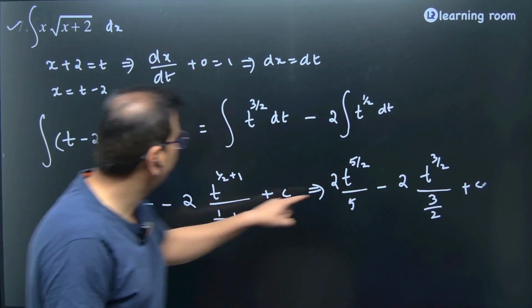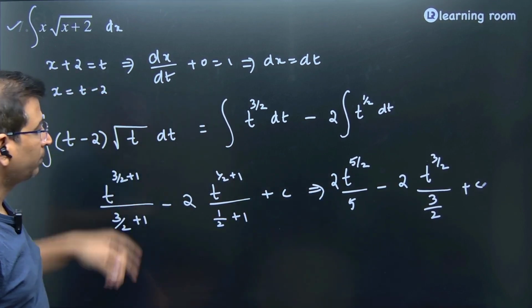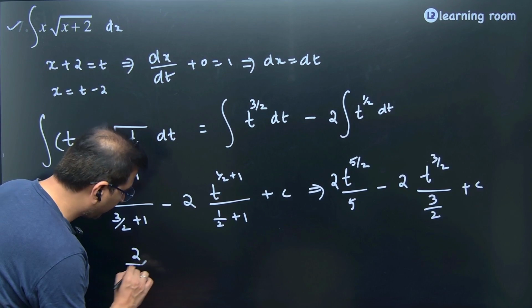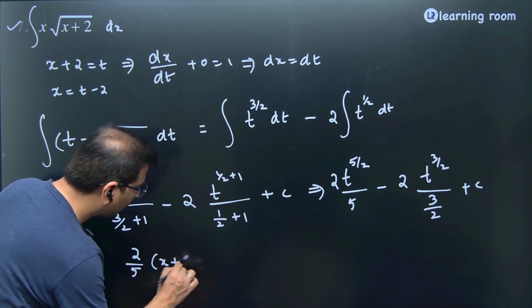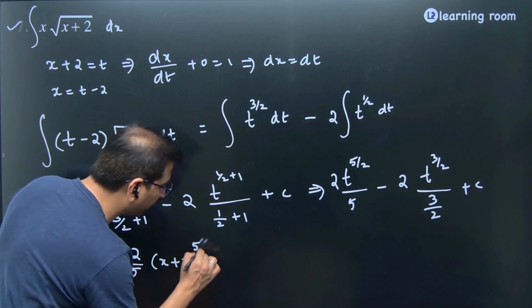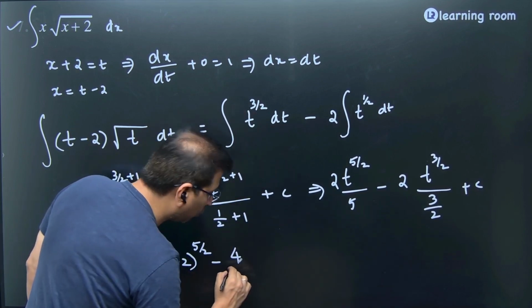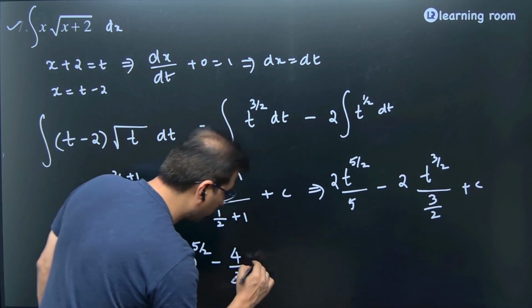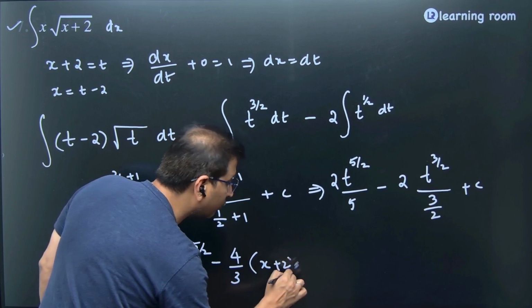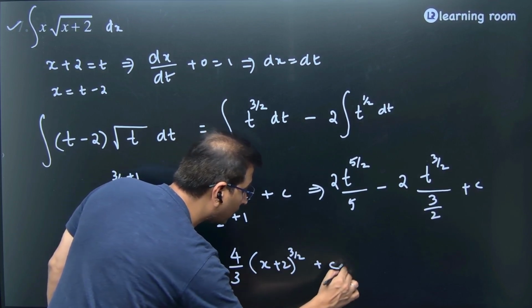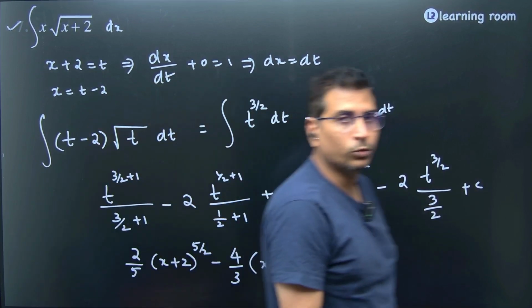Now what I need to do is substitute that t as x plus 2. So the final answer would be 2 by 5 into x plus 2, the whole power 5 by 2, minus the 2 going to the numerator, it becomes 4 divided by 3, into x plus 2, the whole power 3 by 2, plus c. So this would be the final answer.